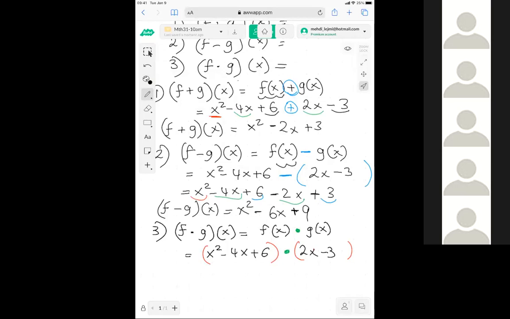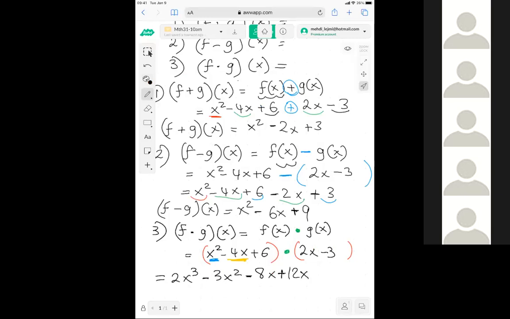All right, so now I have to distribute. We need to be careful with the distribution, guys. First I'm going to start with this x squared. So x squared times 2x will be 2x cubed. And then there's minus 3, so that will be minus 3x squared. We are done with the x squared. Now I'm going to multiply the minus 4x by 2x, so that will be minus 8x squared. And then minus 4x times negative 3 will be plus 12x.